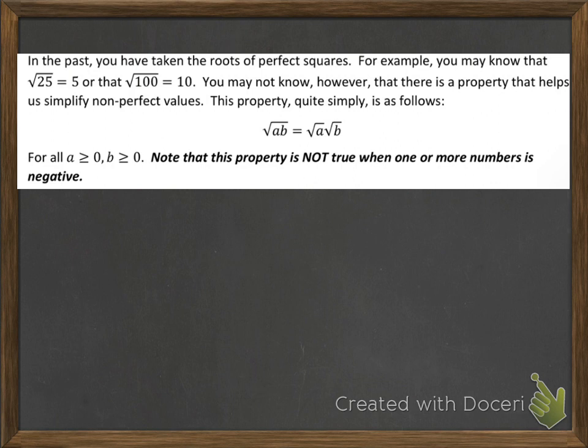This property, quite simply, is as follows. The square root of ab is equal to the square root of a times the square root of b. This is only true if a and b are positive or 0. In other words, they cannot be negative.